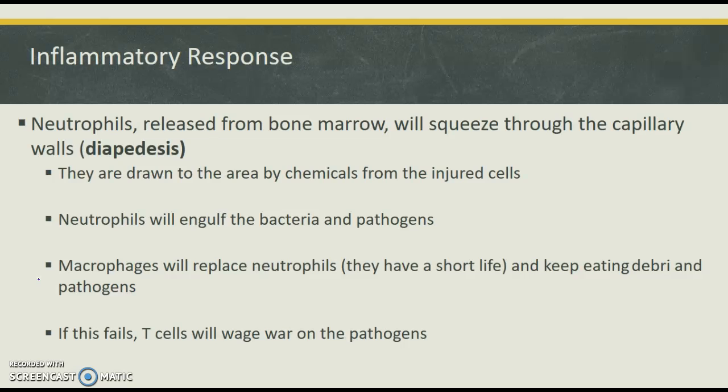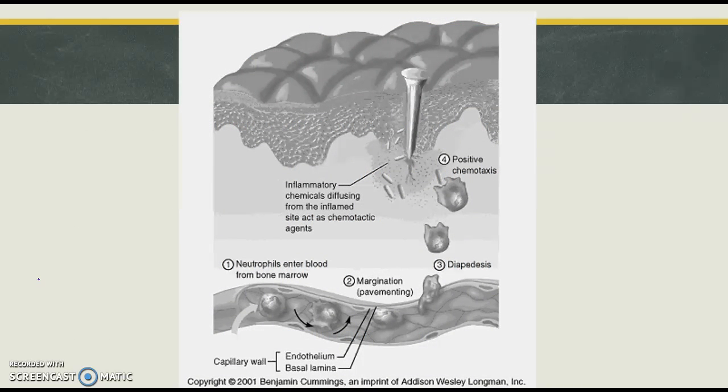Macrophages are larger white blood cells that are going to come and replace the neutrophils once they are worn out. And then if all else fails, we have a special type of cell called T cells that will come and try to wage war on the foreign invaders. So this is just a quick overview of the inflammatory response.